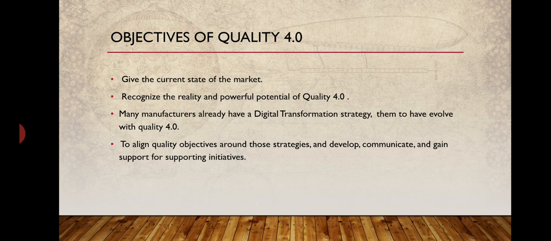Second, recognize the reality and powerful potential of Quality 4.0. Companies have already deployed Quality 4.0 analytics, apps, data, and connectivity strategies and are realizing the benefits and achieving differentiation. Third, many manufacturers already have a digital transformation strategy, which lets them evolve with Quality 4.0. Many industries and small-scale industries have advanced digital transformation strategies, but they could not implement Quality 4.0. It urges them to use quality methods for improving their products. Fourth, align quality objectives around those strategies and develop, communicate, and gain support for supporting initiatives.